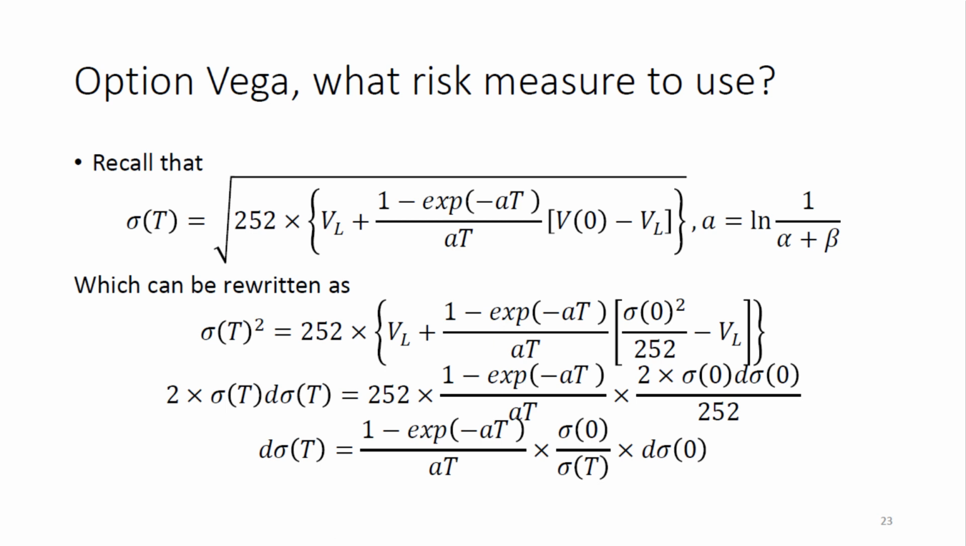Second question that you could ask as well: I'm not only concerned with pricing options, but I'm also concerned with the risk that is associated with the options. And given that we look at volatility right now, we may wonder, well, what is the implication for the option vega? So what risk measure would you like to use?